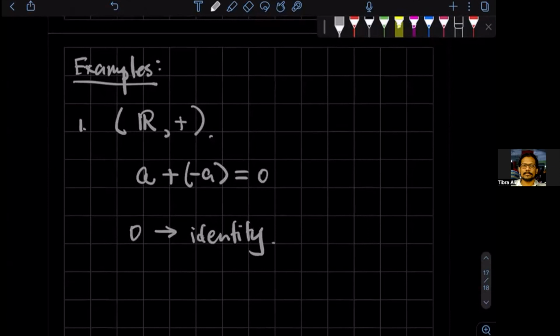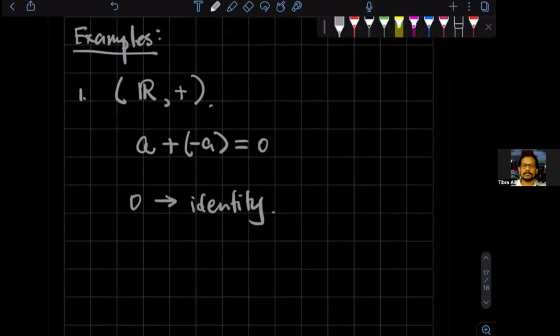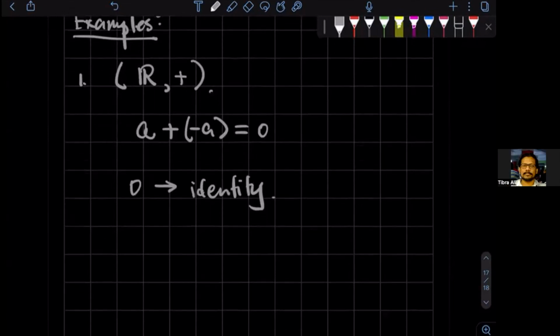Okay, and of course, we know that real number addition is associative. So is this a commutative group, or is it an abelian group or non-abelian group? Abelian group. Yeah. Right, so, okay, so that was easy.